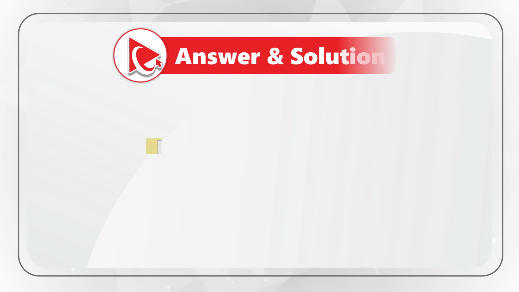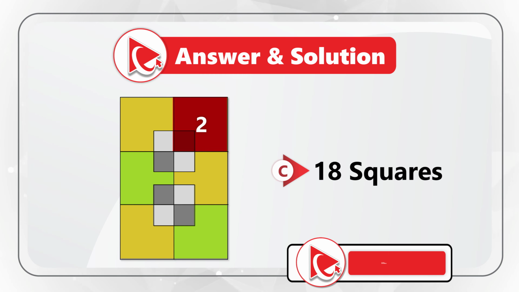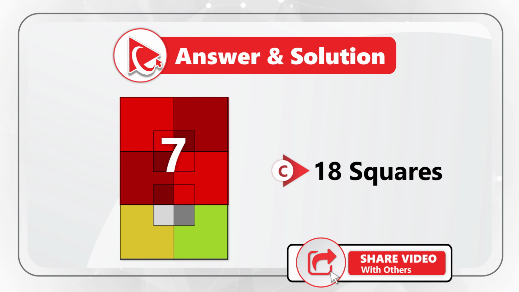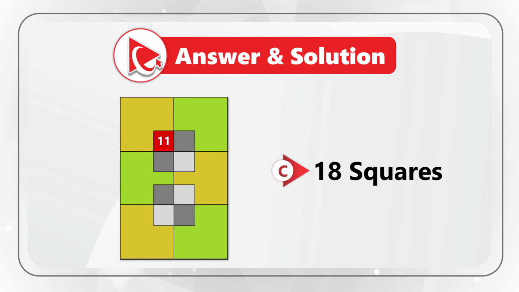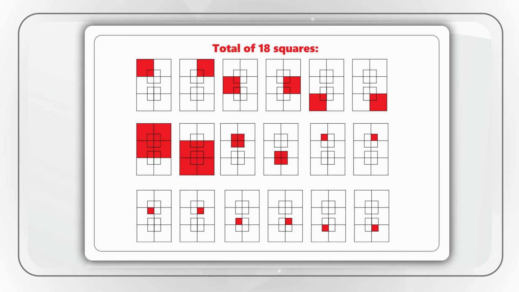I counted 18 squares. Let me show them all to you. 1, 2, 3, 4, 5, 6, 7, 8, 9, 10, 11, 12, 13, 14, 15, 16, 17, and 18. Do you see any additional squares? Please make sure to post your answer and solution in comments.